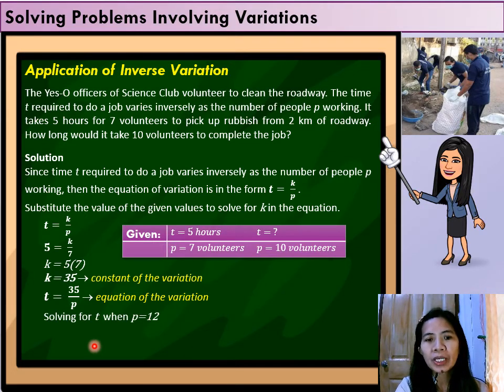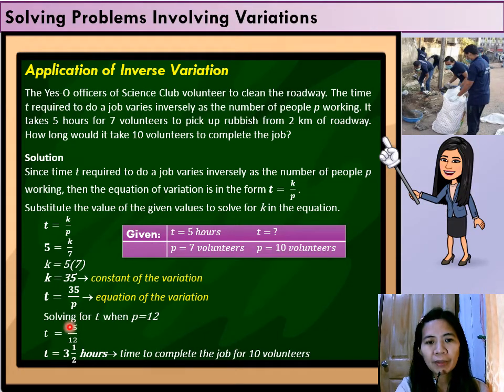Now we can solve for T when P is equal to 10 using this equation. So we have T equals 35 all over 10, where 10 is the value of P. Then we are going to simplify this by reducing it to lowest terms. So we have 35 divided by 10 is equals to 3 and 1/2 hours. So this is the time to complete the job for 10 volunteers.